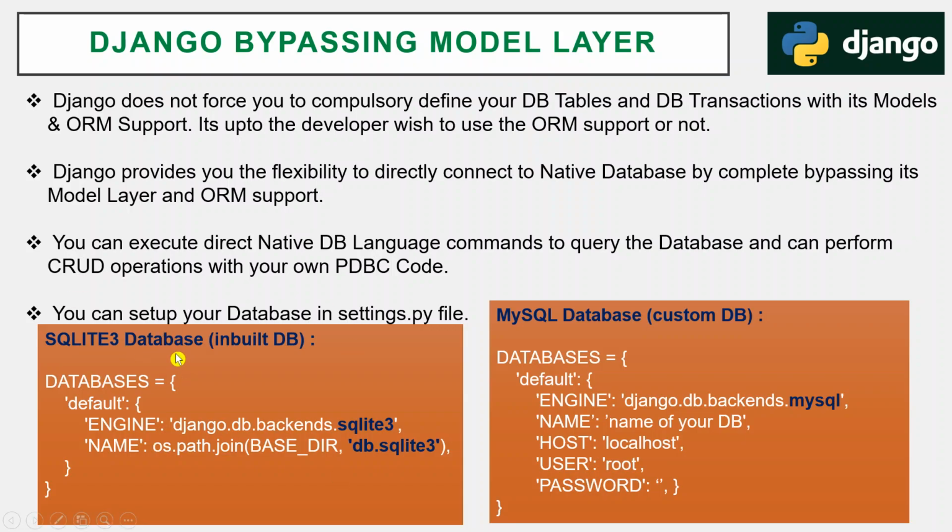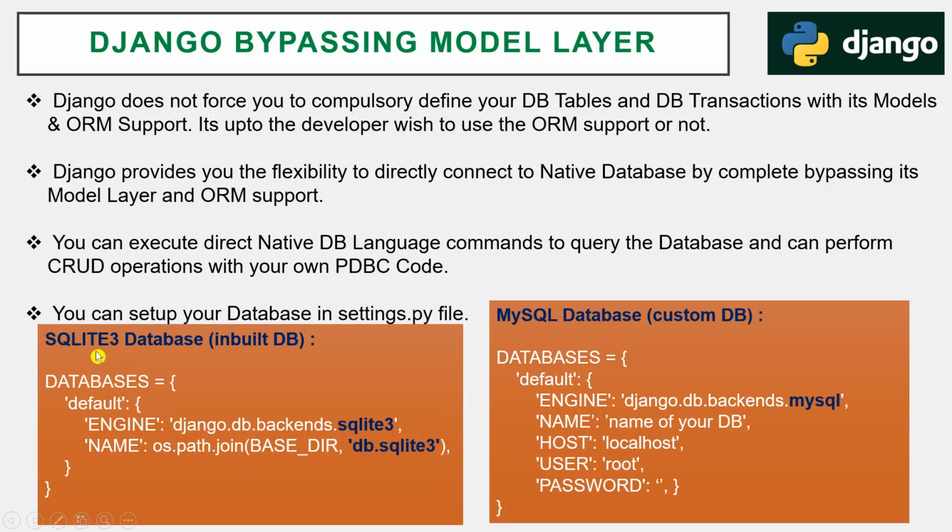The SQLite3 database is the inbuilt database which comes out of the box with the Django installation. You no need to install it separately for creating a database. SQLite is a development database, used for testing your website, your models and databases. So it is inbuilt there.